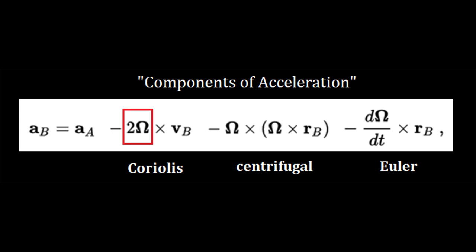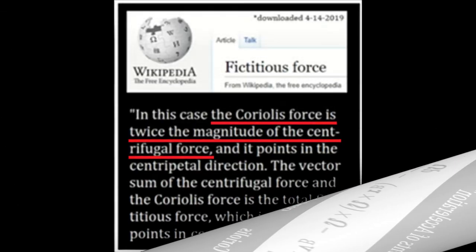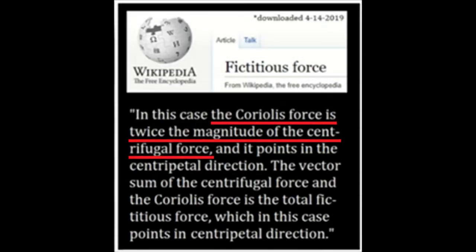Before we answer that question, let's verify this fact from Wikipedia. All physics authorities say the same, but we will use Wikipedia for convenience. The Wikipedia article on Coriolis force says the following. Quote, "In this case the Coriolis force is twice the magnitude of the centrifugal force, and it points in the centripetal direction. The vector sum of the centrifugal force and the Coriolis force is the total fictitious force, which in this case points in centripetal direction."